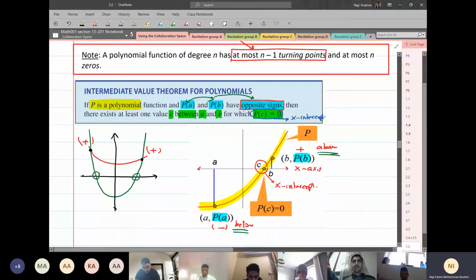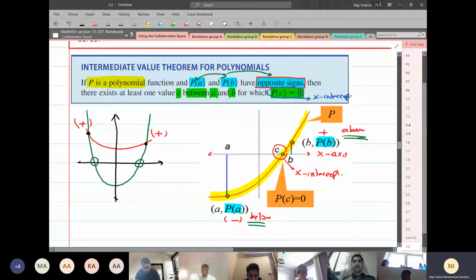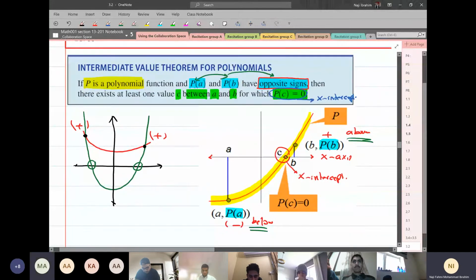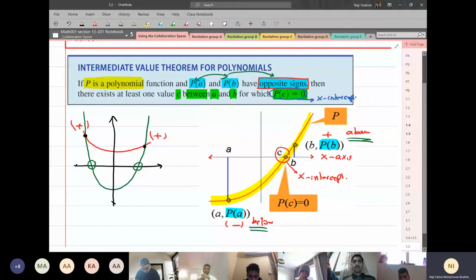After that, we took an important theorem, which we name the intermediate value theorem for polynomials. And what does it say? If we have a polynomial between 2 points, and those 2 points have opposite signs for the value of y, this means for sure this polynomial has an x-intercept between these two x values.